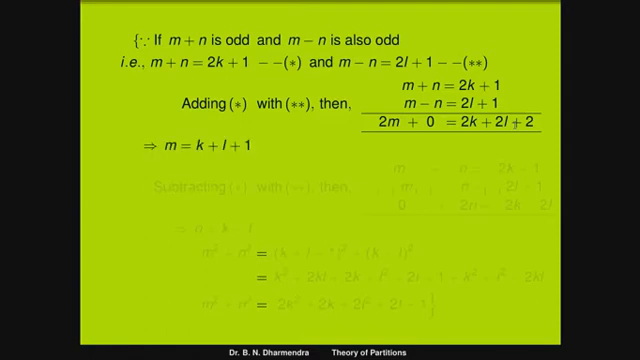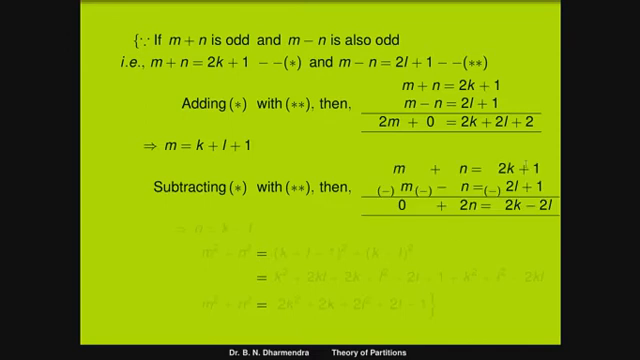Similarly, when I subtract star from double star, then m plus n is equal to 2k plus 1 and m minus n is equal to 2l plus 1. When I subtract, plus into minus minus, that is m gets cancelled here, minus into minus plus, that is 2n is equal to 2k minus 2l. Here also, when I subtract 1 minus 1, that is 0. So therefore both the right hand side and left hand side contain 2, so it will get cancelled, which implies n is equal to k minus l.